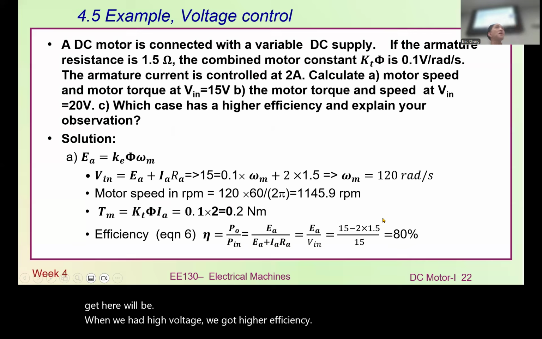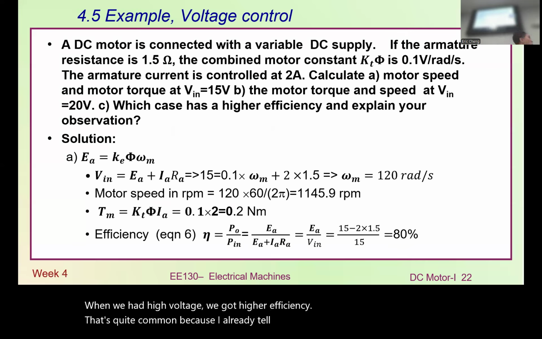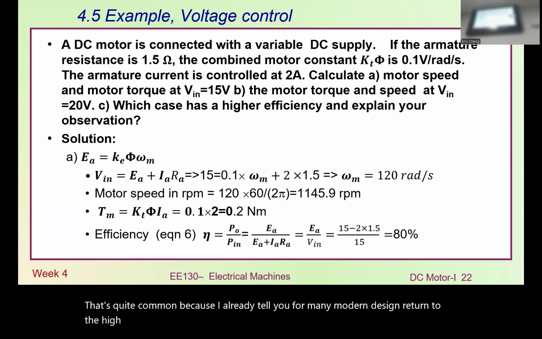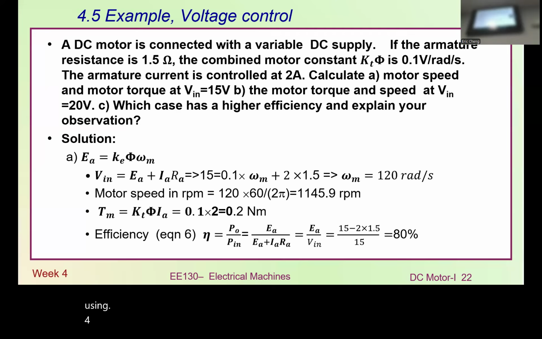That's quite common because, as I always tell you, for many motor designs we can use high voltage, like in the electric vehicle. Before, we only used 50 volt, 100 volt, Tesla using 450 volt, but the latest design uses 800 volt because they want higher performance, higher efficiency.